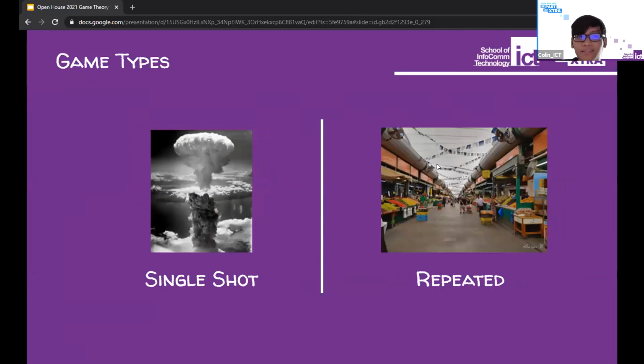And the last part is single shot and repeated. Single shot means it's only for one round, so the game is only played once. And repeated means that the game is played over and over, like multiple rounds. So this is easily understood. Right now I've just covered the 6 various types of games.